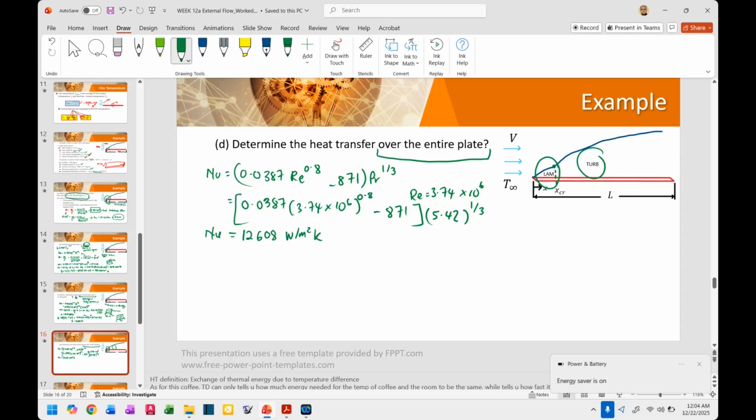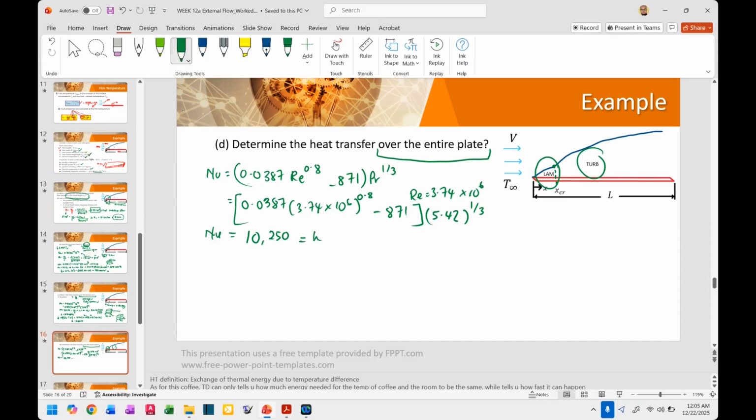Now you see the, oh, hang on. Sorry, I am ahead of myself now. Let me just back up a second. I jumped right into the HTC value. Sorry about that. The Nusselt number was supposed to be 10,250. All right.